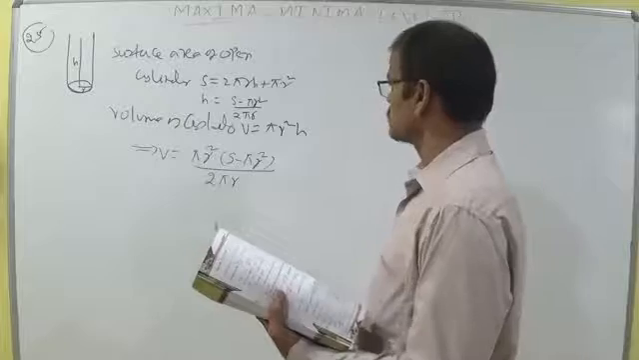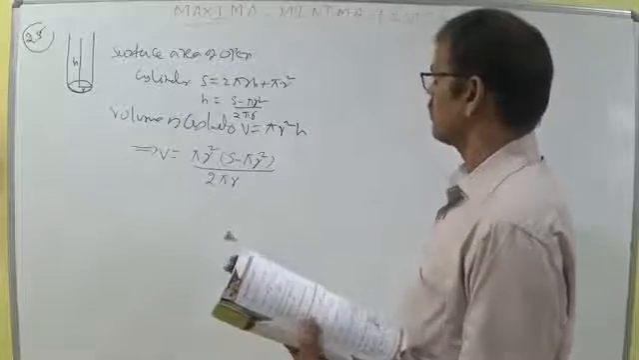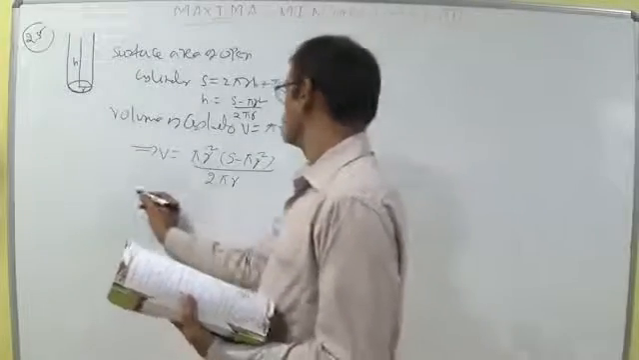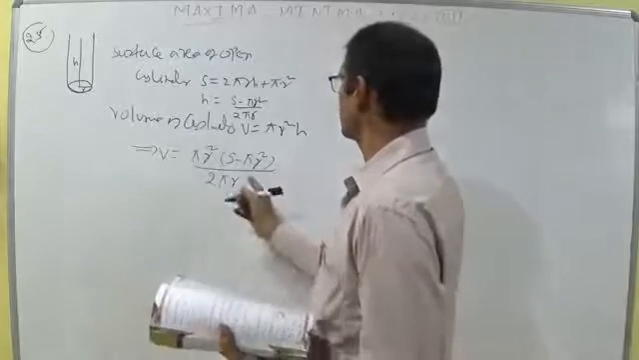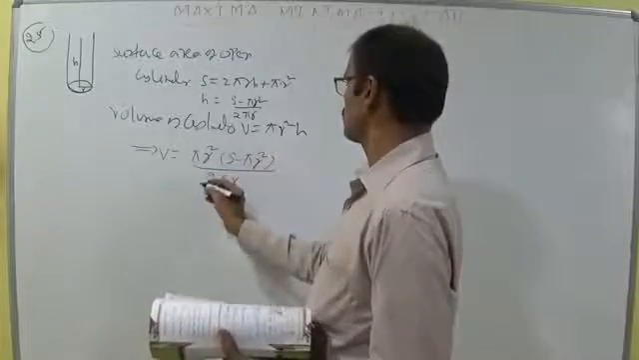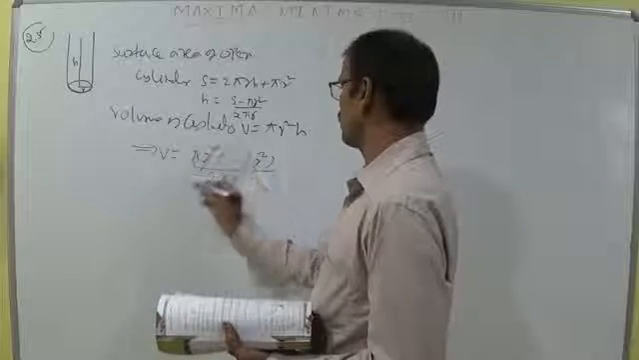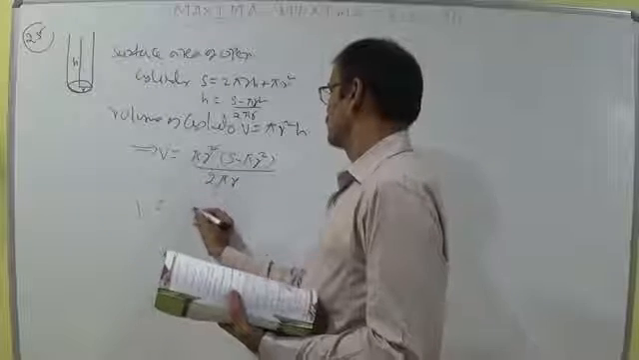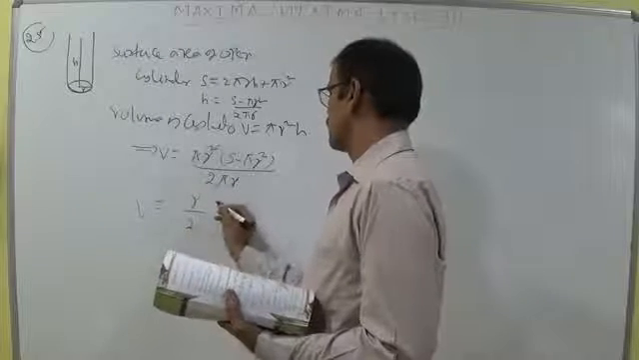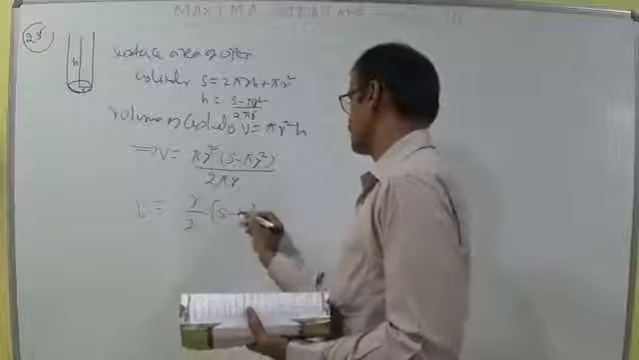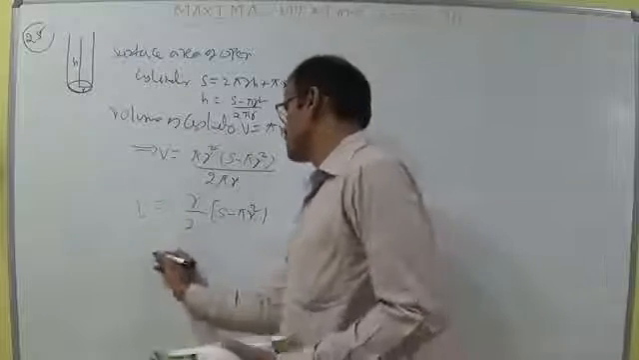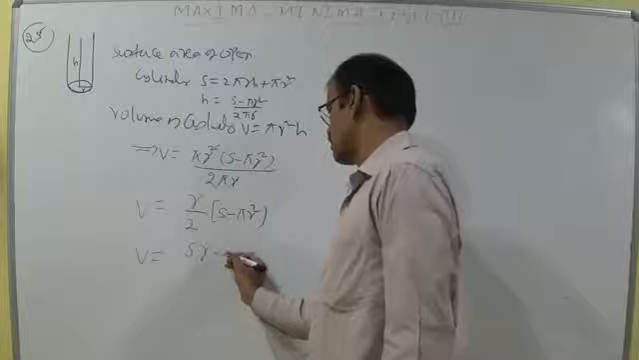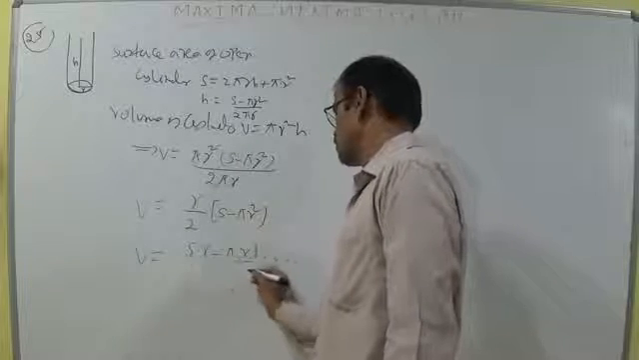Now (S minus pi r square) by 2 pi r, I had written. Instead, now we should calculate the volume of the cylinder. So V is equal to pi r square into, here, 2 pi r I had written. Pi and pi get cancelled, r gets cancelled. I am writing here r by 2 into (s minus pi r square). So V is equal to s into r, that is sr minus pi r cube by 2.